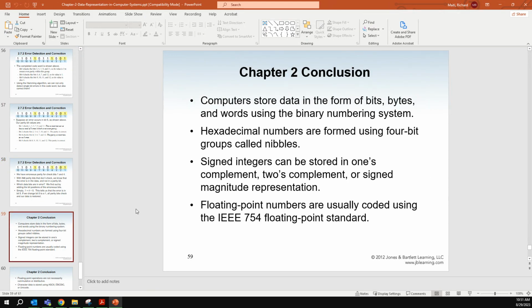So, conclusion: computers store data in the form of bits, bytes, and words using the binary number system. Computers do not speak the same language as we do. Hexadecimal numbers are formed using 4 bits, a group called a nibble. Signed integers can be stored in 1's complement, 2's complement, or signed magnitude representation. Floating point numbers are usually coded using the IEEE 754 floating point standard.